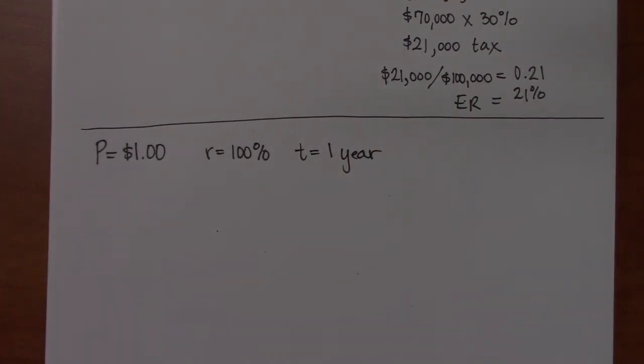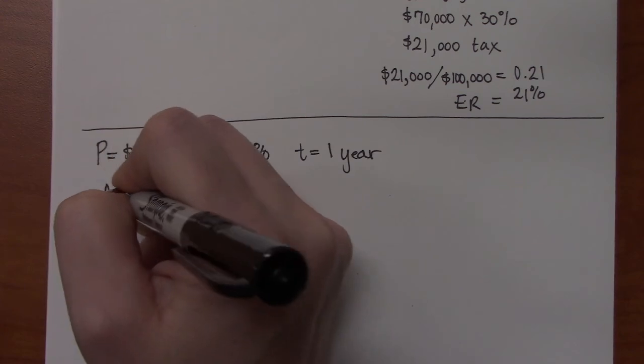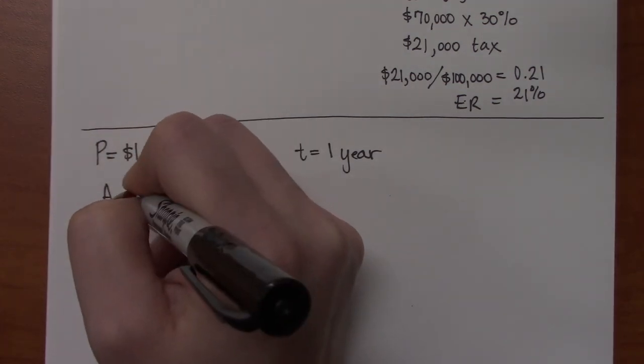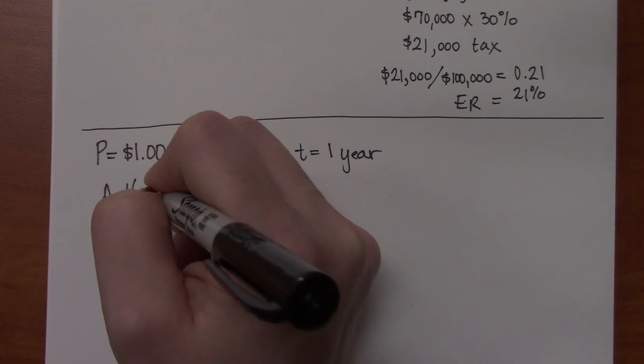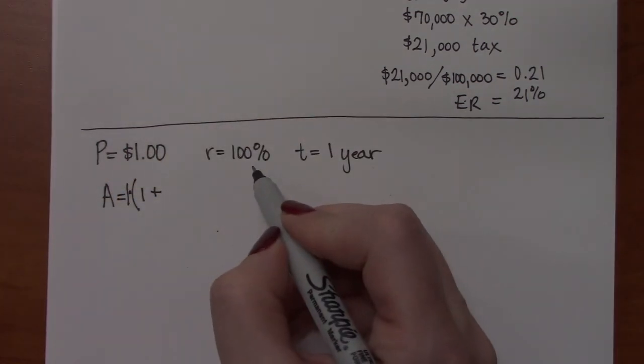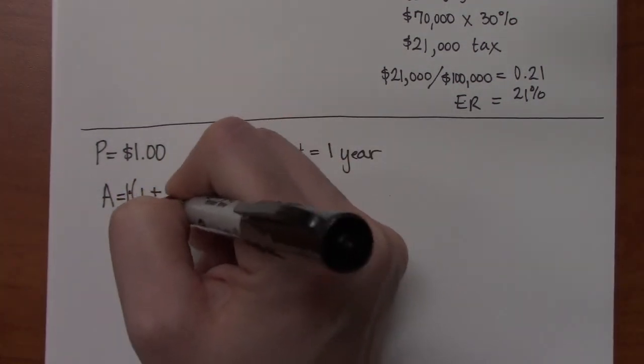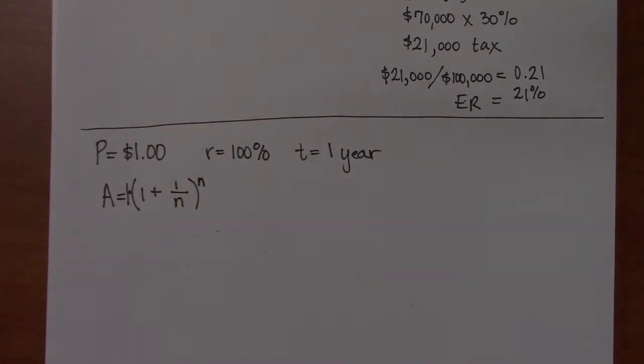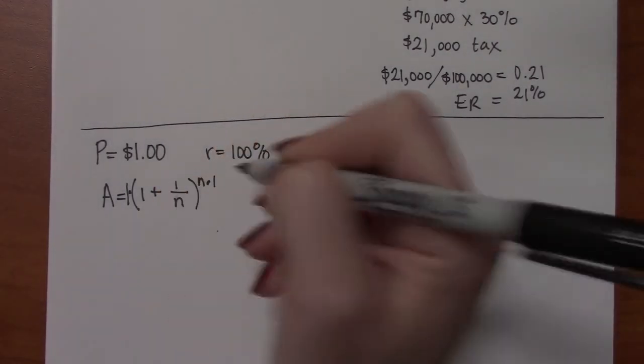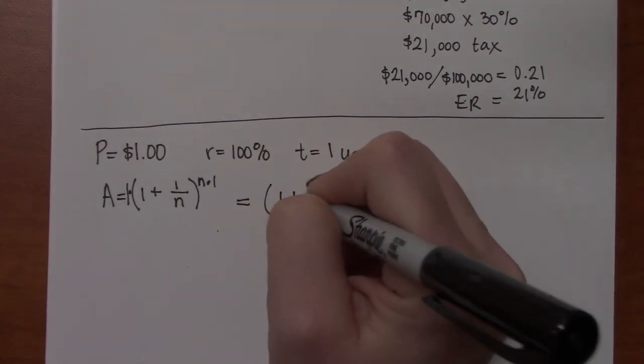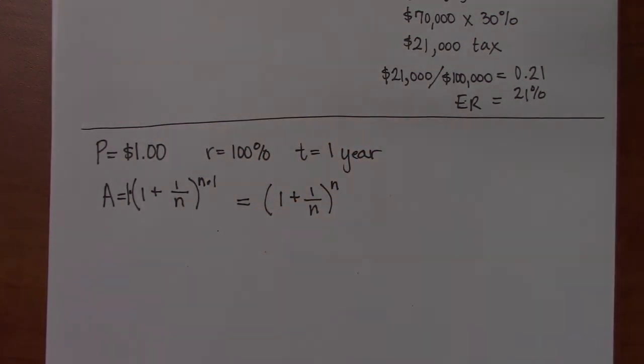And what we're going to play with in this problem is how many times we compound our interest. So our formula, we'd have $1 up front, 1 plus, and 100% when converted into decimal form is a rate of 1. And we have n, because we still don't know how many times we're going to compound it yet, times 1 year. So this just works out to be 1 plus 1 over n to the n. And this is a very famous mathematical expression.